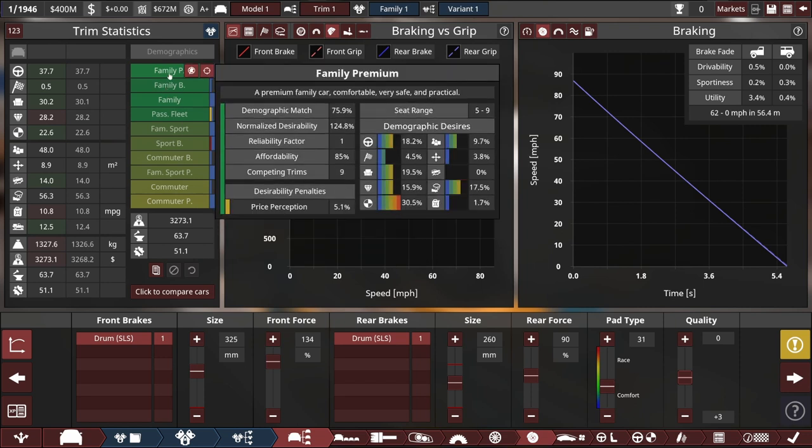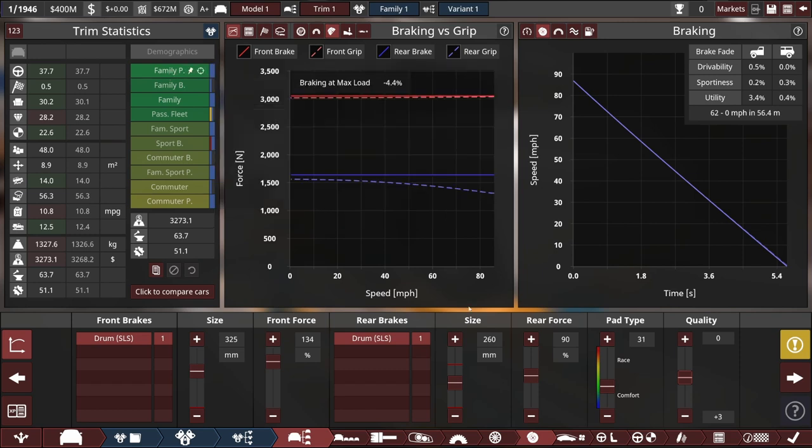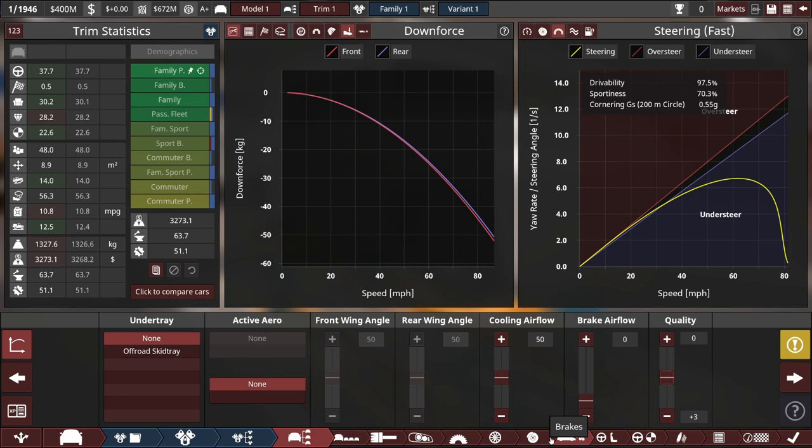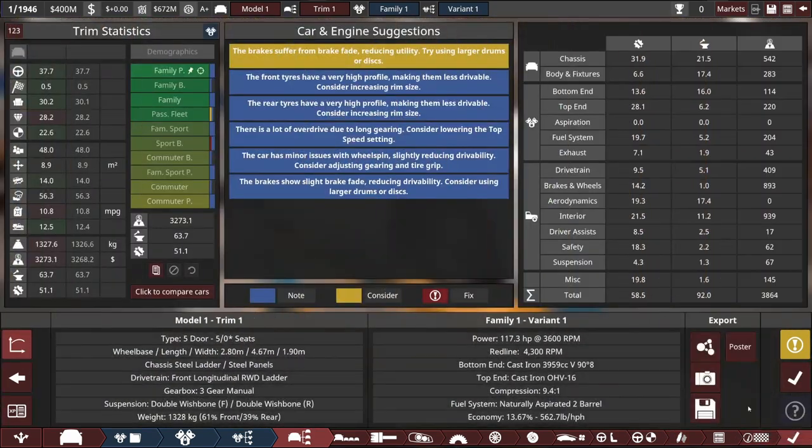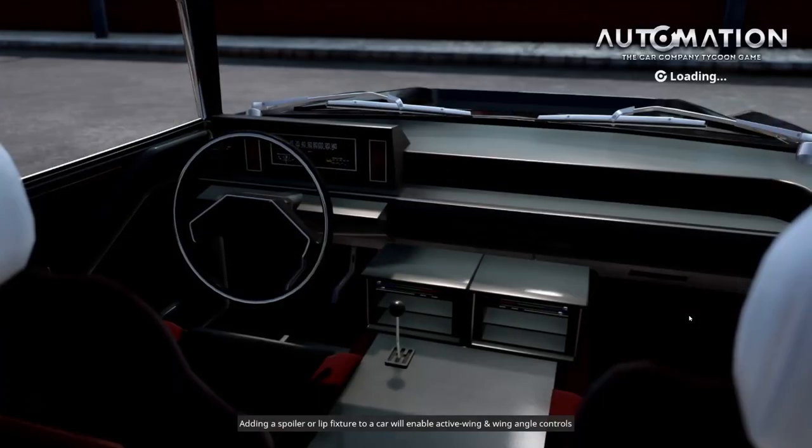Now we're looking at a more seriously competitive car. 124% desirability in family premium. This has got the basics tuned right. That gearing and brakes is the one thing you really can't leave alone. Suspension, you need to click one of these presets. You don't have to get into the detailed tuning. You can later, but for now, this will be a basic car that sells.